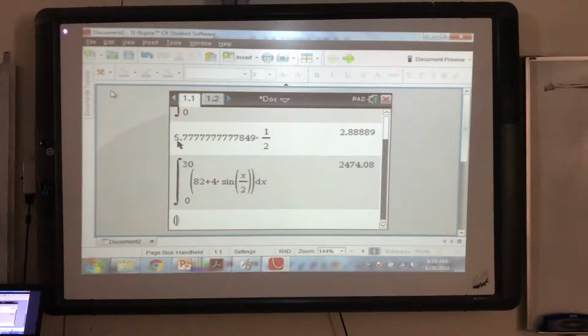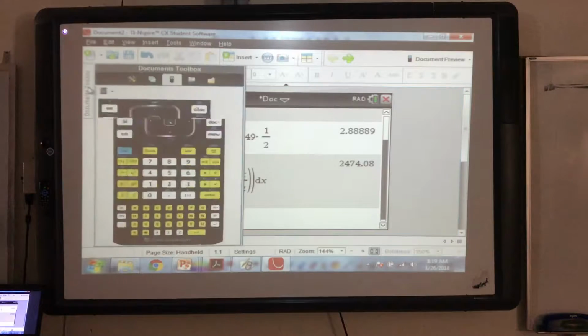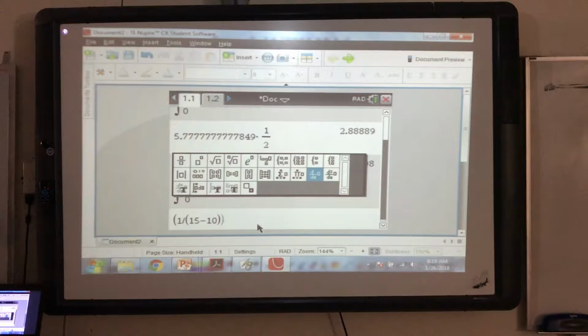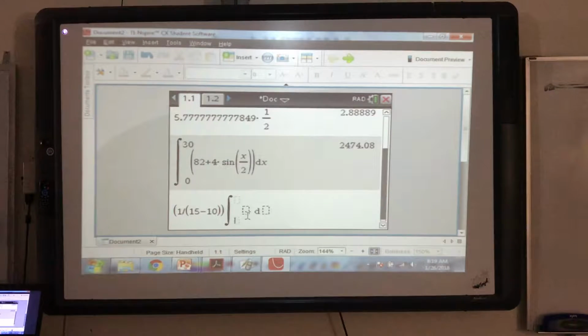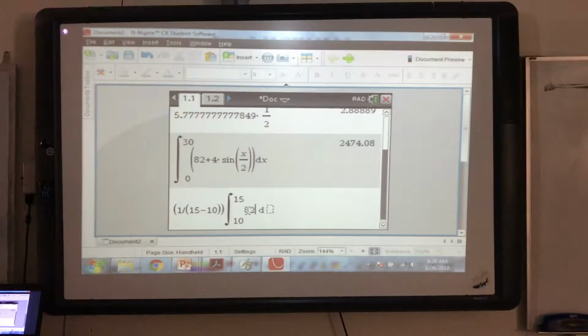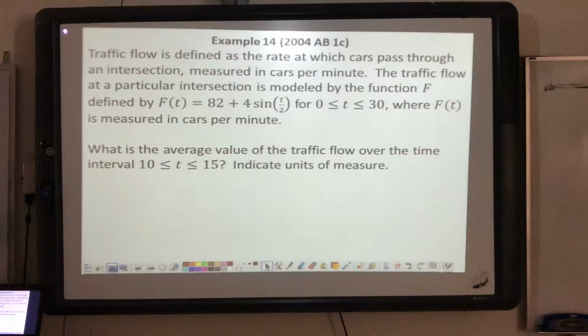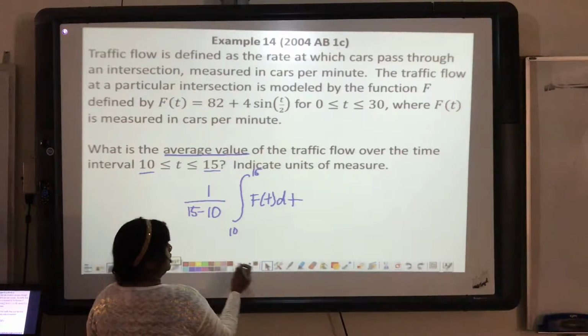Let's go ahead and put in that original formula. So 1 over, what was it, 15 minus 10? B minus A. And then times my definite integral from 10 to 15 of 82 plus 4 sine of x over 2 with respect to x. And I get 81.899. So let's go ahead and plug that in.